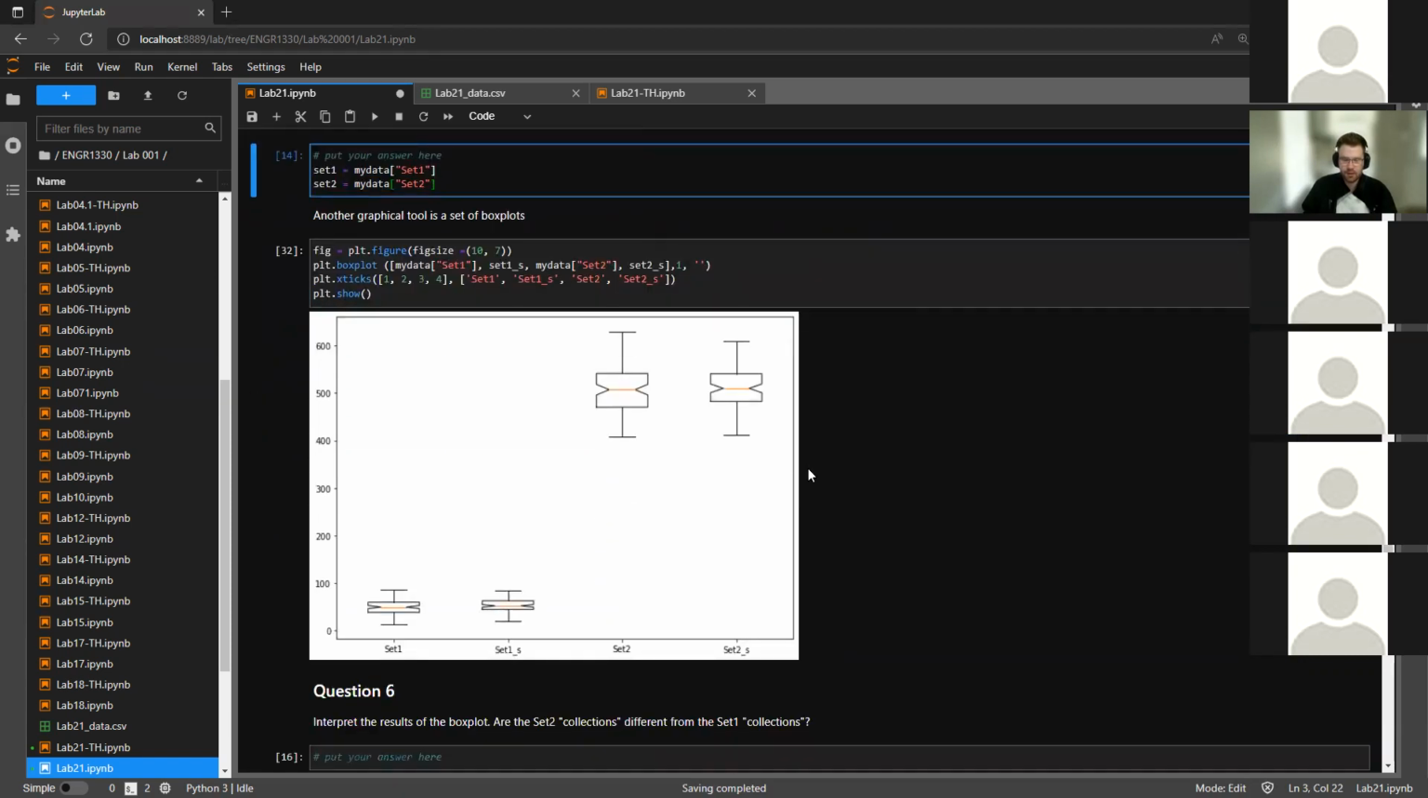So that takes us to the next question. Interpret the results of the box plot. Are the set two collections different from the set one collections? And we just discussed this at length. I asked why set one and its clone are more similar than set two and its clone. So an acceptable answer here would be: yes, they're similar, both collections are similar. The first one's more similar than the second, and why?